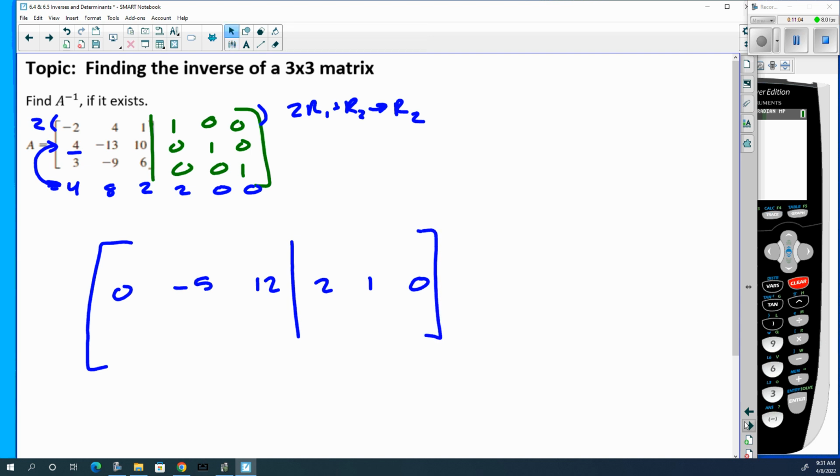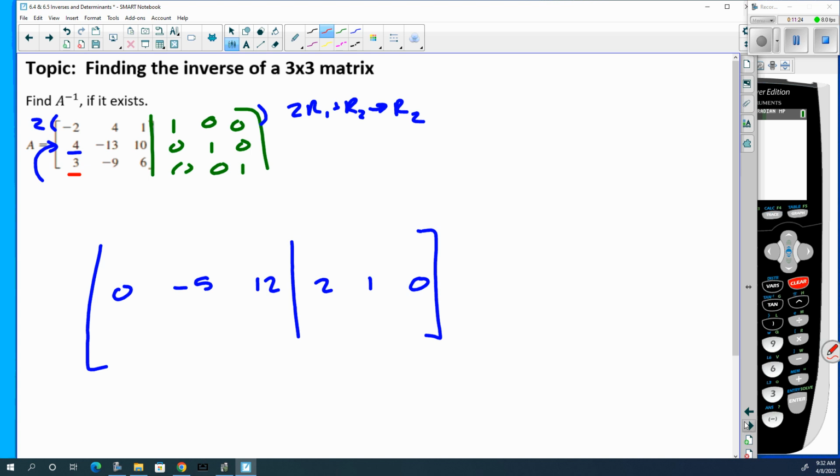Now I want to get a 0 where the 3 is. So to do that, I'll have to multiply 2 rows, so that one's going to be a little bit more tricky. I can use either the top row or the middle row. It doesn't matter which one. I'm just going to choose to go with the top row.